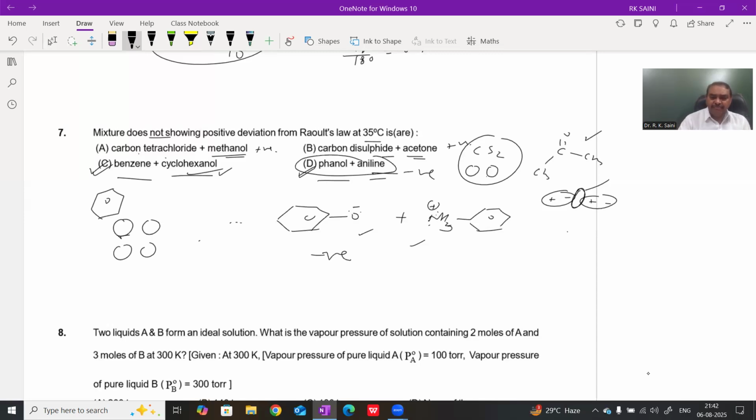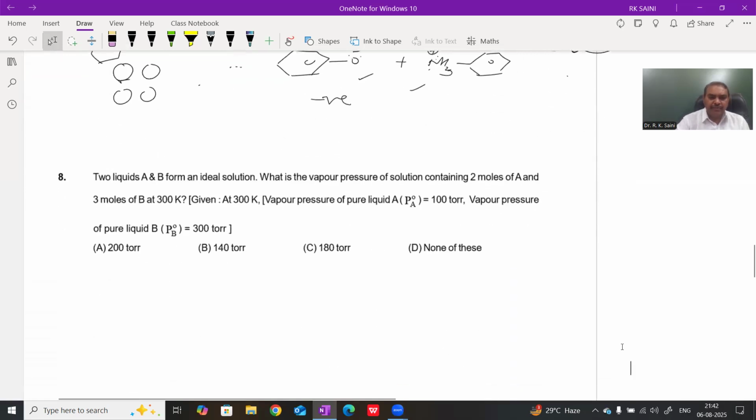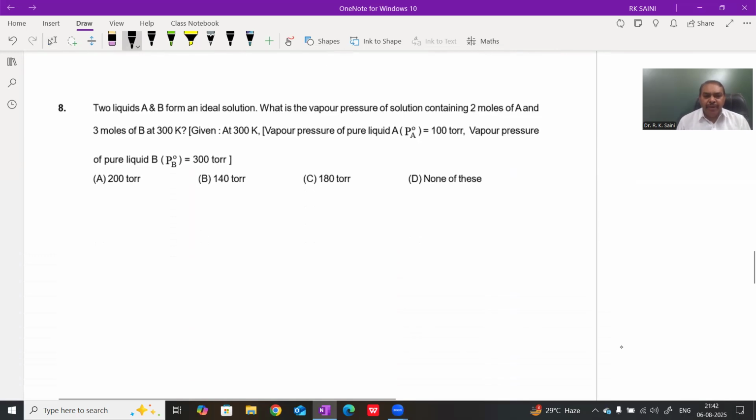Question number 8. Two liquids A and B form an ideal solution. The solution has 2 moles of A and 3 moles of B. Find the vapor pressure of the solution. According to Raoult's law, the vapor pressure of the solution is the sum of the vapor pressures of components A and B. The vapor pressure of a component is directly proportional to its mole fraction, and the proportionality constant is its vapor pressure in pure form. Therefore, the vapor pressure of the solution is P naught A XA plus P naught B XB.